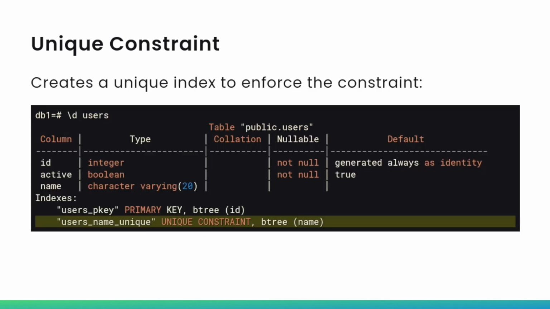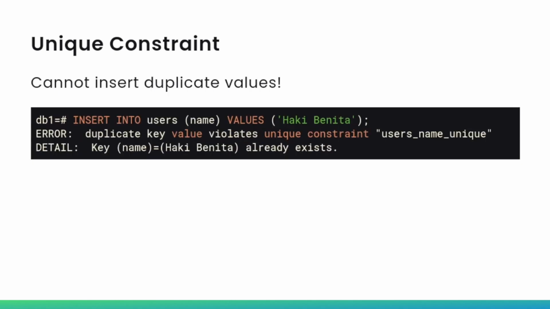If we describe the users table, we can see at the bottom, in the indexes section, that we now have a new unique constraint. It's under the indexes section because behind the scenes, Postgres is using a unique index to enforce this constraint, okay? So now if we try to insert another Aki Benita, we are going to get an error saying duplicate key value violates unique constraint with the name of the constraint, and we get a very nice message saying the name Aki Benita already exists, right? So this is what a unique constraint does.